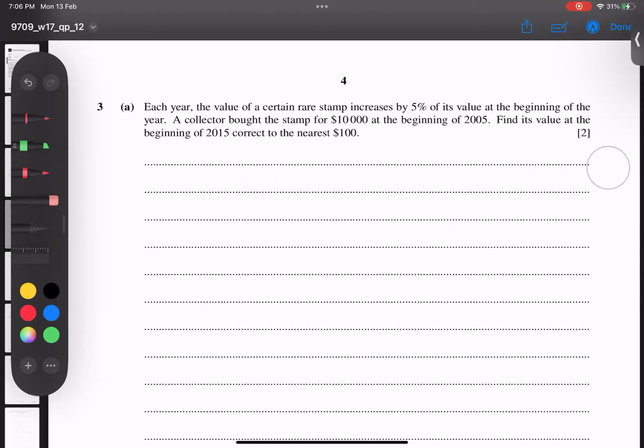It means we will go for the common ratio, and the technique is so simple. 1 plus 5 by 100 gives us r equal to 1.05. And he said that the start of 2005 is called the starting value. The initial value is $10,000. And find the value at the beginning of 2015.